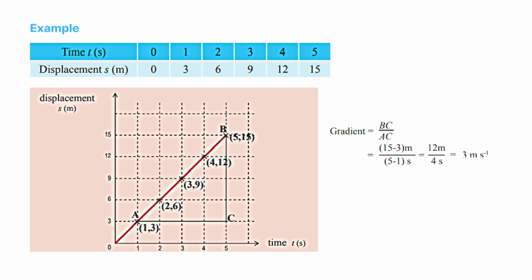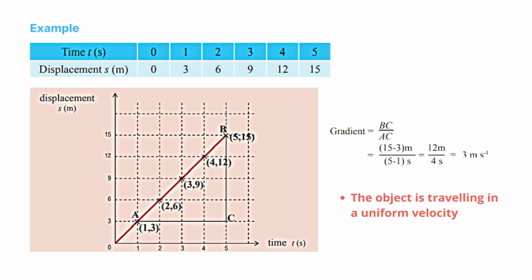BC divided by AC, that is 15 minus 3 divided by 5 minus 1, that is 12 meters divided by 4 seconds, so the gradient, the velocity, is 3 meters per second. Therefore, the velocity of the motion represented by the above graph is 3 meters per second. So remember students, by looking at the shape of the graph you can come to this conclusion: a straight line going through the point of origin indicates that the object traveled with uniform or constant velocity.